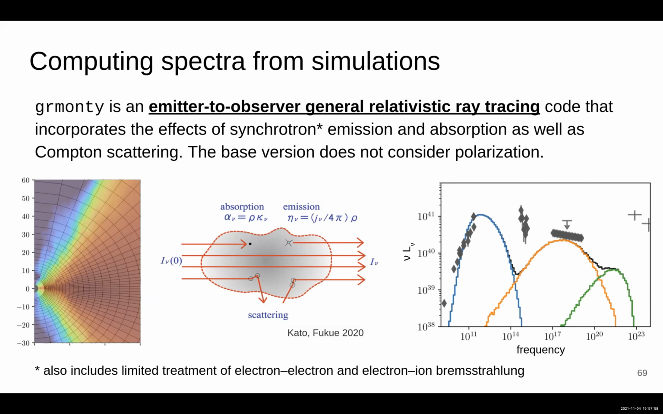So GRMHD is a code that does this. It loops over every single zone in your computational domain and figures out what the emission is there, and then it solves, in principle, the same equations. You're having some emission at every single step along your geodesic. There's some absorption, and there's some probability that you will scatter. And if you scatter, you create a new geodesic, and you trace that all the way out to infinity. And at the end of the day, you have some distribution of energy versus frequency.